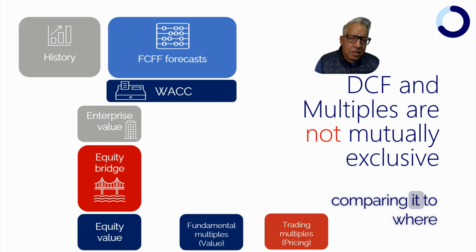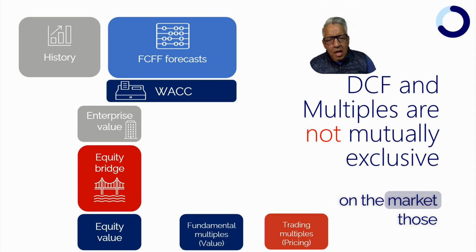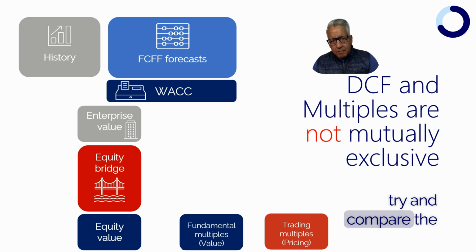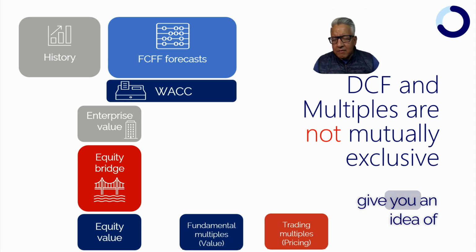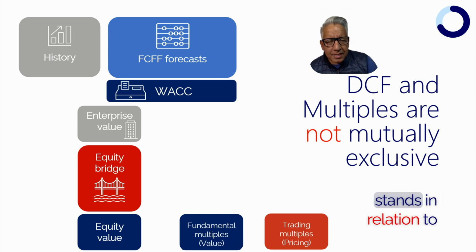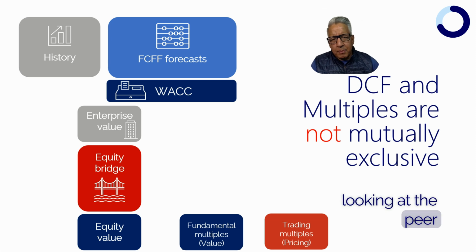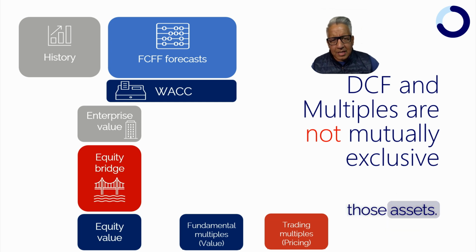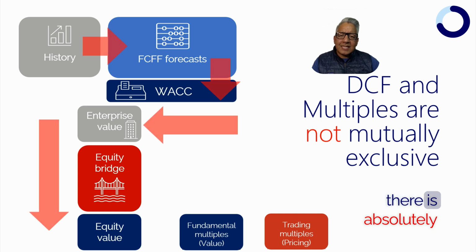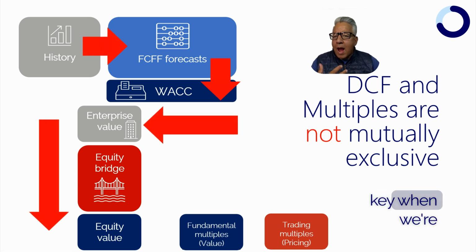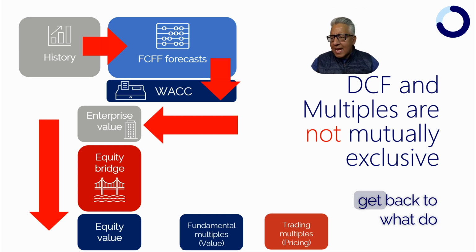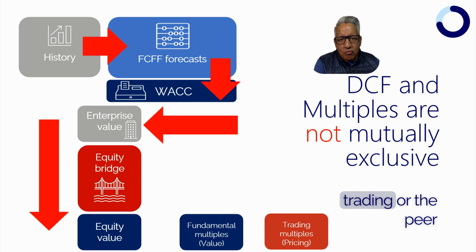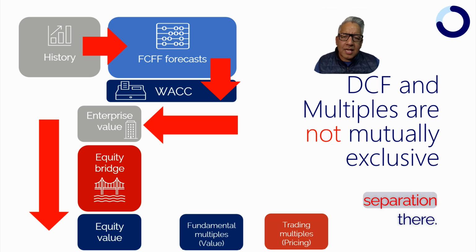If you're then comparing it to where the company's trading on the market, those multiples are trading multiples. They are based on pricing. Trying to compare the two together is useful because it'll give you an idea of relatively where you think the company stands in relation to its peer group. But when you're looking at the peer group, you are thinking about the pricing of those assets as opposed to the valuation of those assets. So having that clarity there is absolutely key when we're running through this process of trying to get back to what we think the company is worth, and compare it to where the company is trading or the peer group is trading. You've got to have that separation there.